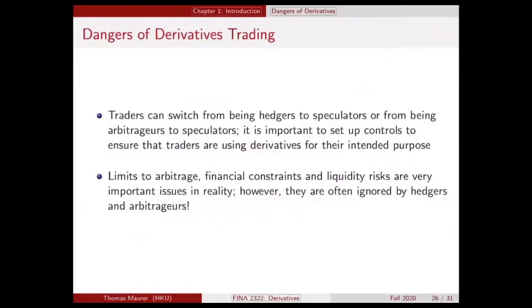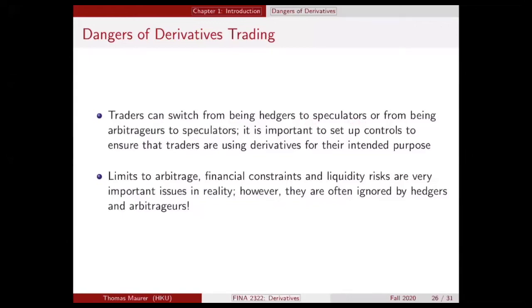Now let's go to a little bit more fun part of that introduction chapter. Let's look at the dangers of derivative trading. So there are really two things which can happen. The first one is if you tell a trader that he is supposed to hedge certain risks of your institution, and he maybe starts to get bored or he wants to earn more money, and instead of hedging risks, he starts to gamble. So he switches from being a hedger to being a speculator.